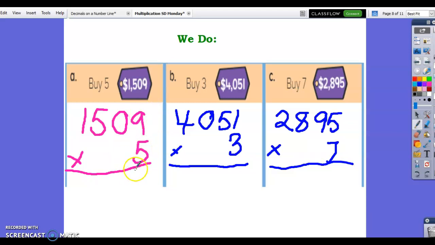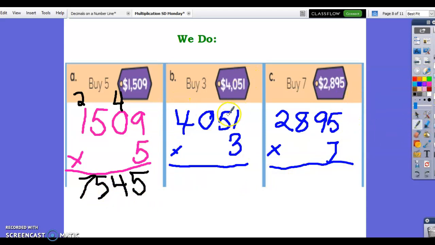Okay, so you should have done all 3. And the first one is 1,509 times 5. So 9 times 5 is 45. And your 4 goes up top. 5 times 0 is 0, plus 4. 5 times 5 is 25. And then you have your plus 2 up here. And then 5 times 1 is 5 plus 2, which is 7. And this should be a 5, so I'm going to see if I can erase that a little bit so that, there we go.